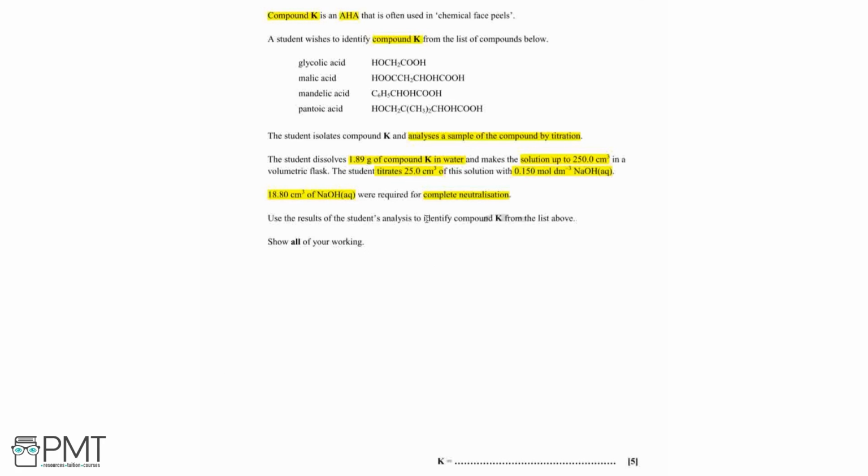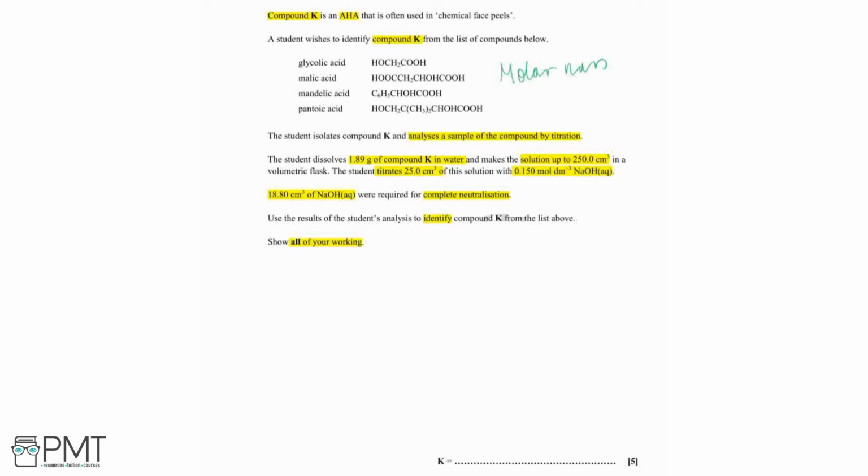So we need to use these results in order to identify compound K from this list above, and we need to show all of our working here. So we need to show all of the different steps overall. Let's start by working out some moles. We've been given quite a lot of information, so we need to find a suitable starting point. In order to identify compound K, we're going to need to have a molar mass overall. So we need to work our way back to get that molar mass of K.